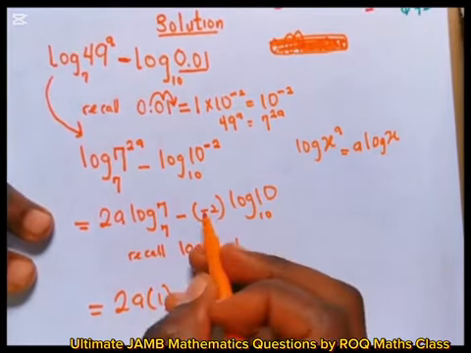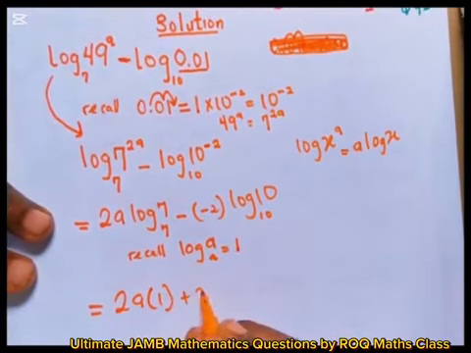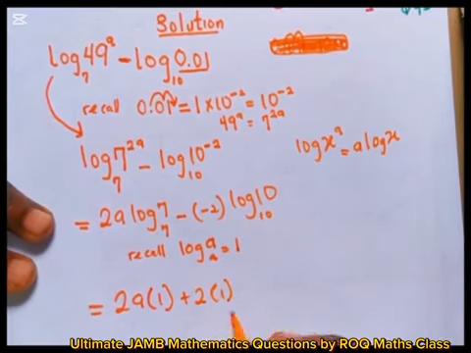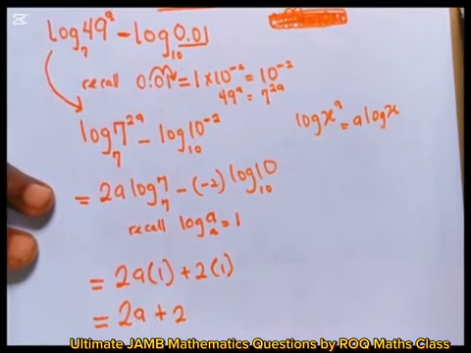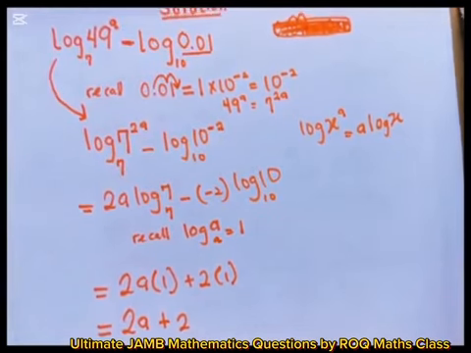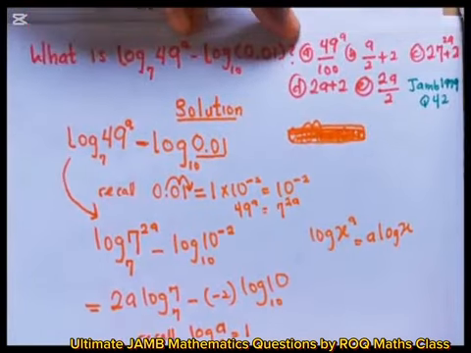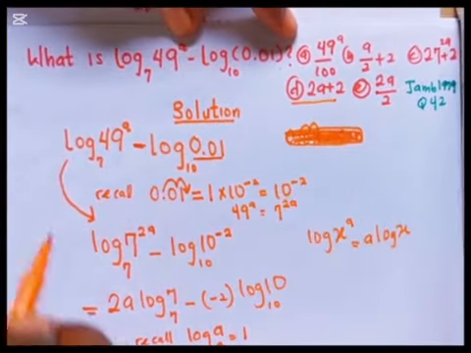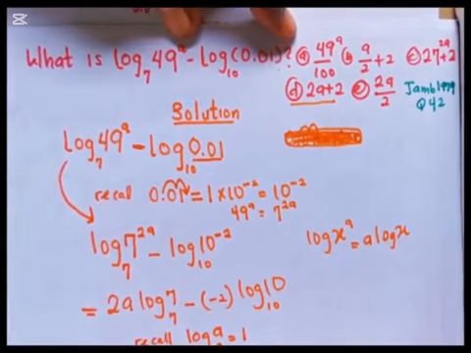And I have minus times minus, plus 2. Then the log of 10 base 10 is the same thing as 1. So my answer is equal to 2a plus 2. This is my final answer. If you look at it carefully and move back to our options, you can see that our final answer is the same thing as option D.